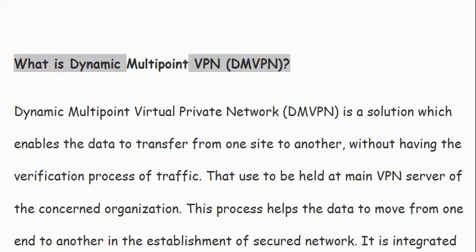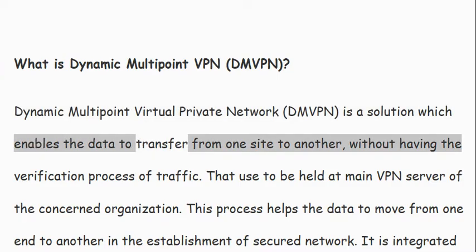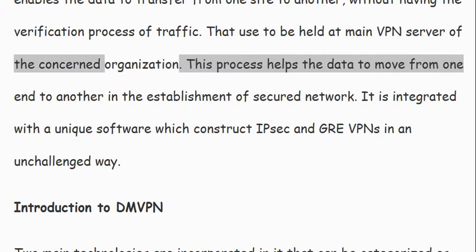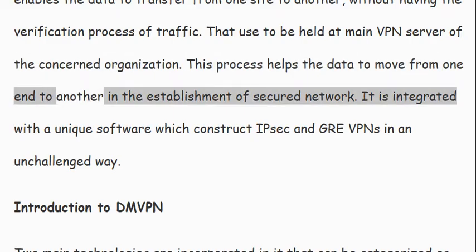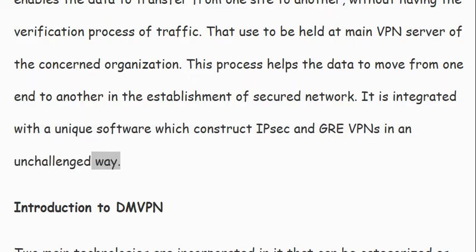What is Dynamic Multipoint VPN, DMVPN? Dynamic Multipoint Virtual Private Network, DMVPN, is a solution which enables data to transfer from one site to another without the verification process of traffic that used to be held at the main VPN server of the concerned organization. This process helps the data to move from one end to another in the establishment of a secured network. It is integrated with a unique software which constructs IPsec and GRE VPNs in an unchallenged way.